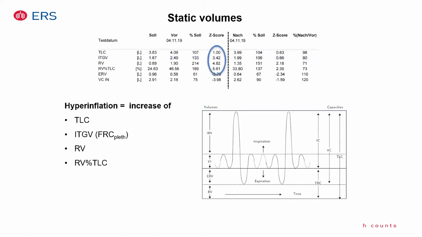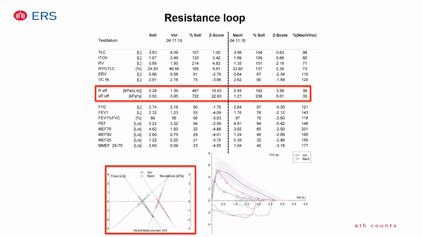All in all, we can say that the patient has a hyperinflation. He has elevated volumes here. And one good volume you can always look at also is the residual volume in percentage of the total lung capacity. The next thing we will look at is the resistance loop.